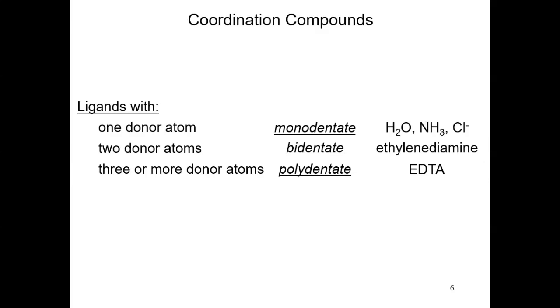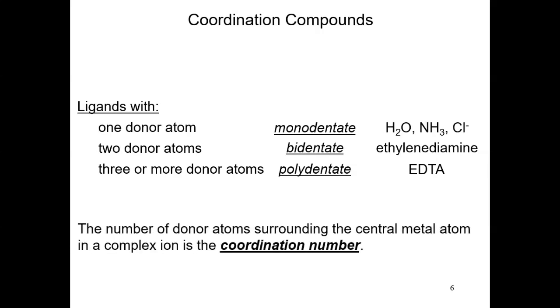But in terms of the central metal cation, what we're interested in is how many donor atoms are in direct connection to it. And we call that the coordination number. Notice that coordination number is not the number of ligand molecules, but the number of donor atoms. That means that, for example, if a central metal ion has two bidentate ligands connected to it, it would have a coordination number of 4 because each bidentate ligand contributes 2 donor atoms.